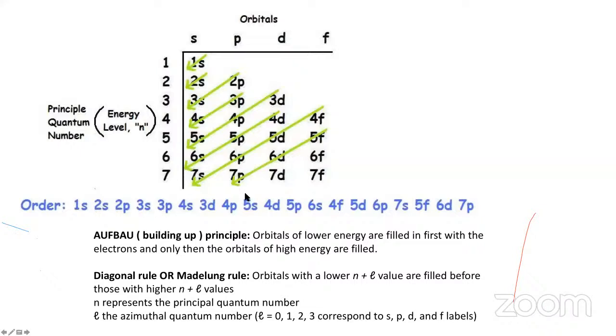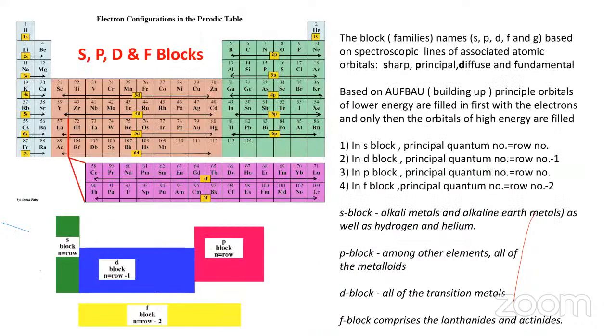So why is this happening like this? It is the Aufbau principle, which is a German term for building up. Orbitals of low energy are filled first with the electrons, and only then the orbitals of high energy are filled. It's a diagonal rule in which orbitals with a lower n plus L value are filled before those with a higher one. Here n is the principal quantum number, and L is the azimuthal quantum number 1, 2, 3, which corresponds to that. So this is how the shells are filled in the atoms.